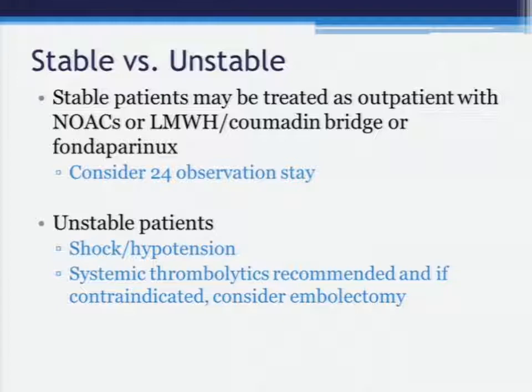Okay, so stable versus unstable patients. Stable patients can be treated as an outpatient with NOACs or Lovenox, Coumadin bridge, or fondaparinux. Now, some patients who you are worried about compliance or have complicated social issues, or even patients where something's just not right and you want to admit them for a 24-hour observation, it's perfectly reasonable, and that's fine. Patients who are unstable are patients who have shock or hypotension that's persistent, and systemic thrombolytics are recommended, and if those are contraindicated, then you're going to be considering an embolectomy.